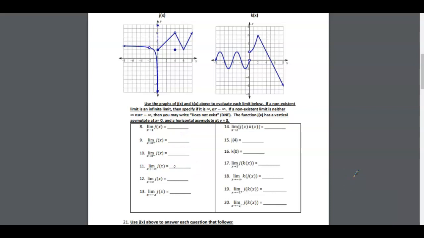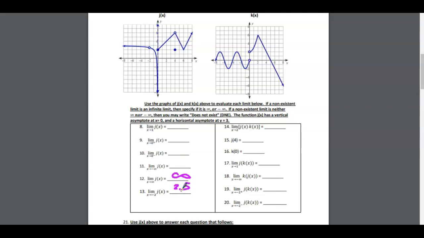What is the limit of j of x at positive infinity? So that means as I move to the right. And as I move to the right forever, it looks like it never stops going up. So we're going to say positive infinity there. What is the limit of j of x at -2? At -2, from the left and from the right, it's approaching this open dot, which looks to me like it would probably be about 2.5 for the y value.